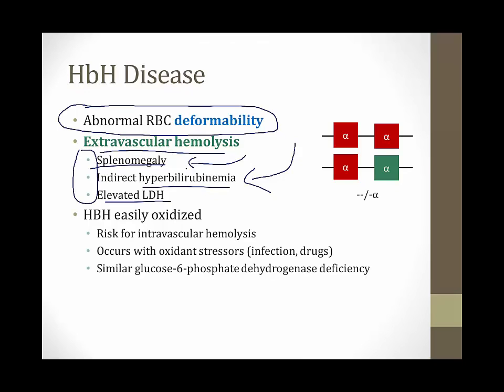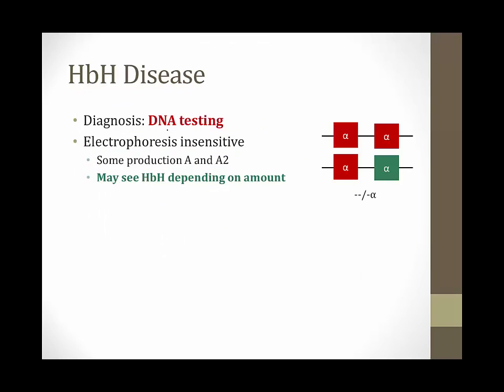Another feature of hemoglobin H disease is that hemoglobin H is easily oxidized, so there is a risk for intravascular hemolysis when these patients have oxidant stressors like infection or drugs. This is very similar to a glucose 6-phosphate dehydrogenase deficiency. Hemoglobin H disease is usually diagnosed with DNA testing. Electrophoresis can be used, but it's somewhat insensitive in this condition. That's because these patients produce some amounts of normal hemoglobins like A and A2. You can see hemoglobin H disease on electrophoresis, but you may not see much.